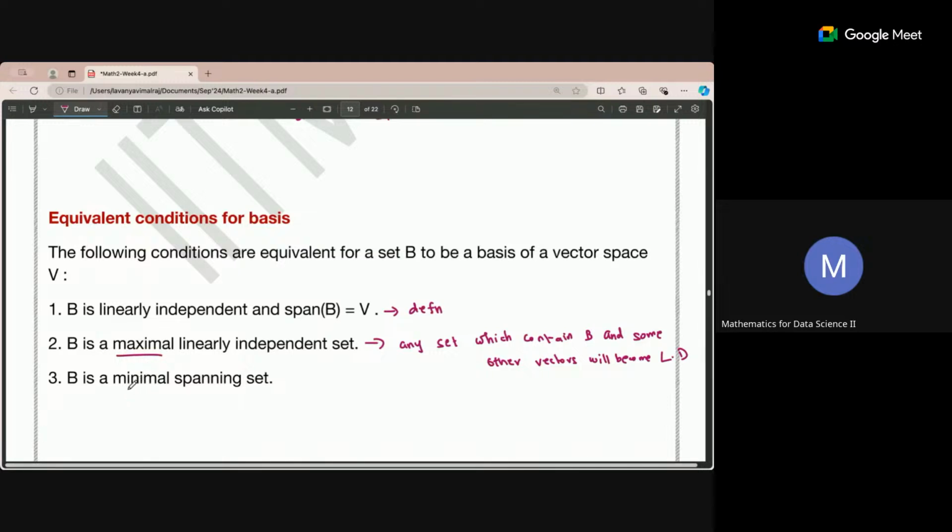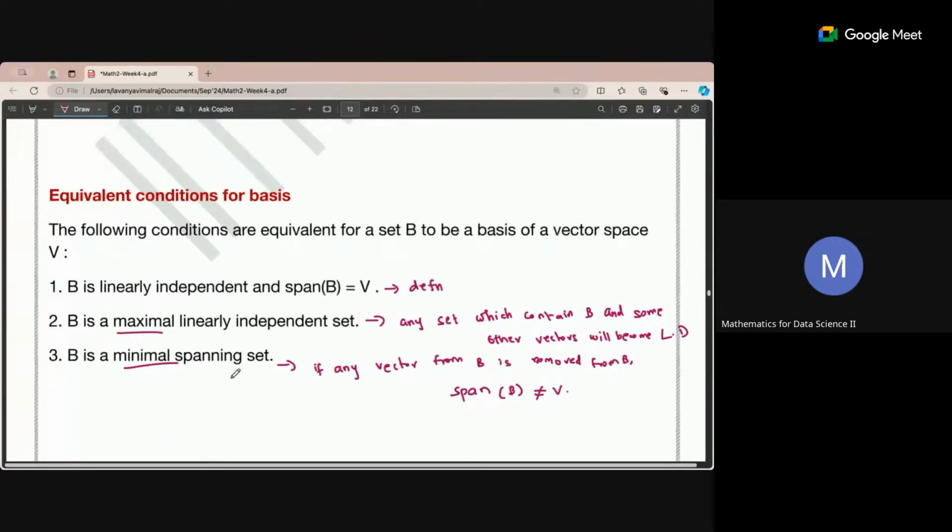Okay. And what is meant by a minimal spanning set? Suppose if we remove any vector from B, then it will not span. If any vector from B is removed, the span of B is not equal to V. B cannot span V. Then that is called a minimal spanning set. So these are some equivalent conditions for a basis.